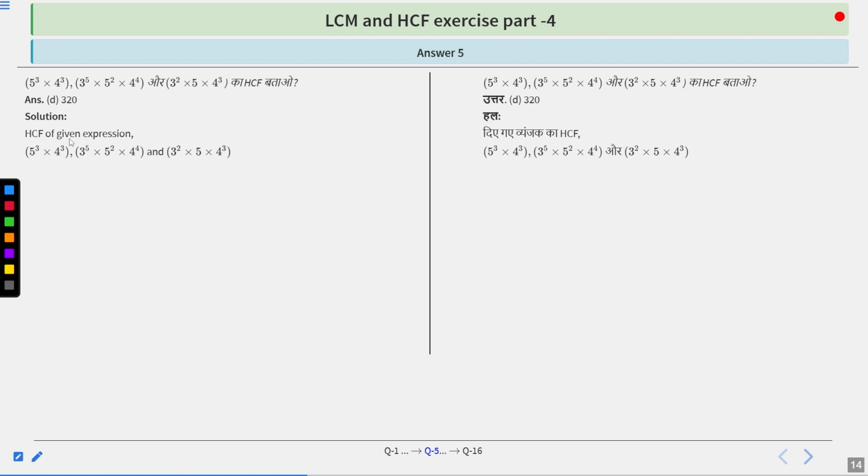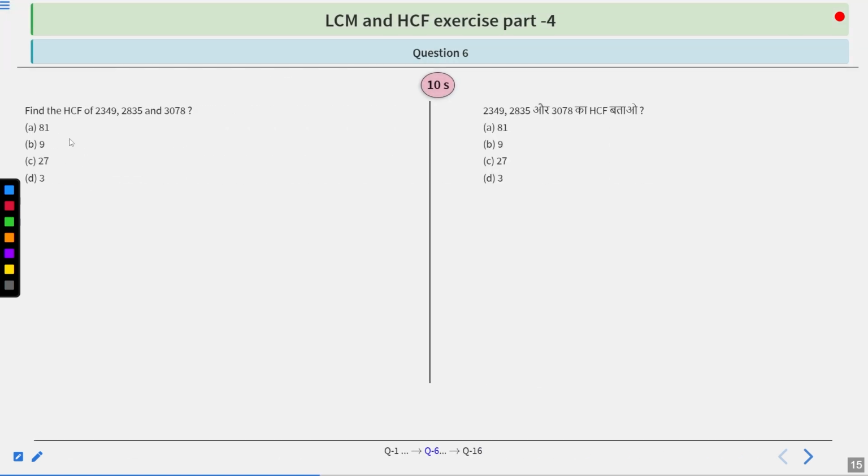HCF of given expression. Numbers were given to us in form of factors. So we will look for the number which is present in all the three factors. 5 is present here also, and here also. But the least power of 5 is 1. So HCF is equal to 5 to the power 1 into 4, which is present in this factor also, and here also. And the least power of 4 is 3. So 5 into 4 to the power 3. That is 4 cube is 64 into 5, that is 320 is the HCF. So option number D is the correct answer.